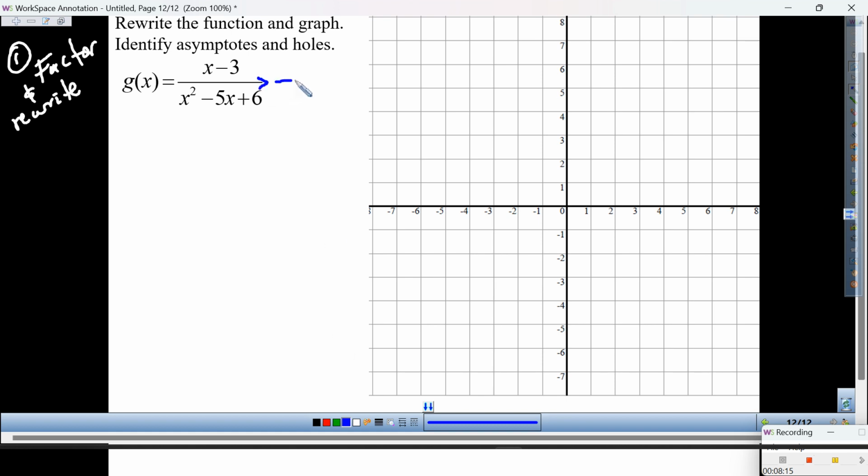If you look at the numerator, it looks like it's already factored. However, if we were to do the GCF for this, what would be a possible GCF? Briseida. 1. So let's write it 1 times x minus 3.